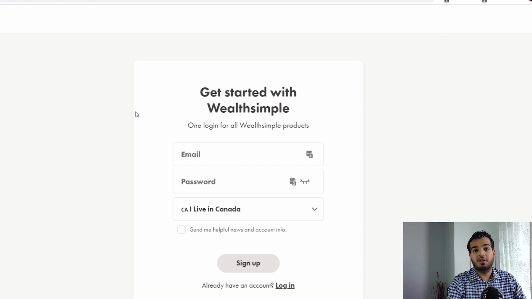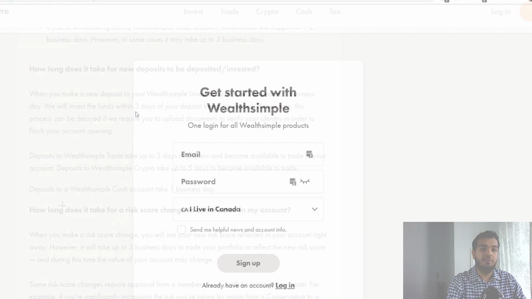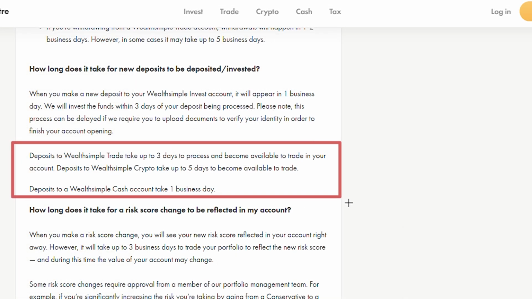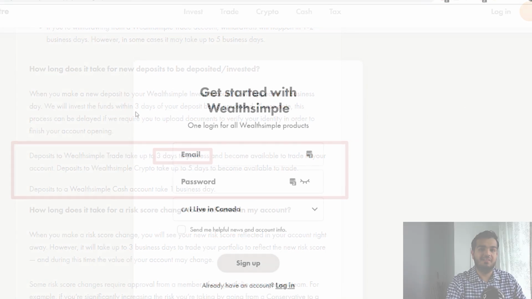A quick side note, I did open the account on a Friday. It took about 5 to 10 minutes using the desktop app, and it took about 3 days for the funds to transfer and get settled in. So today being a Wednesday, it took about 3 business days.